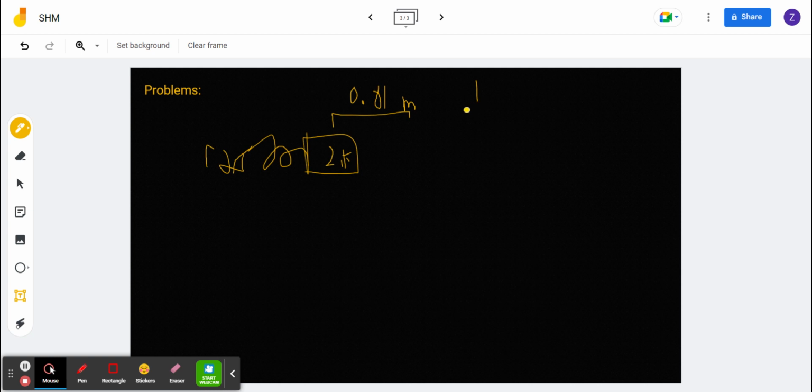So when I extend it by 0.01 meters, the energy I've given is half kx squared. Let's just say that k is 100 newtons per meter. So the energy I've given it is half kx squared, which means that its total energy is half times 100 times 0.01 squared. In this case, this would be 1 over 200 joules is the total energy.